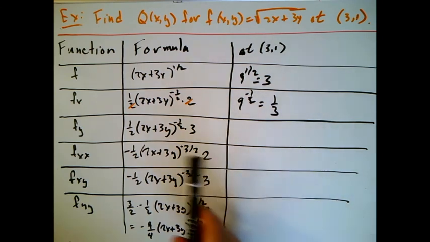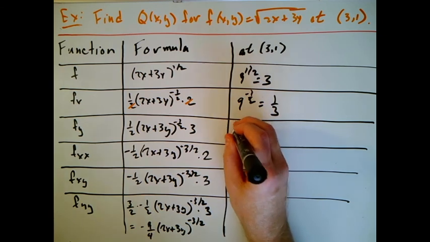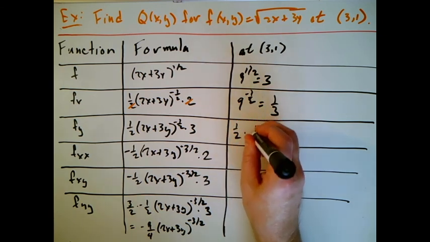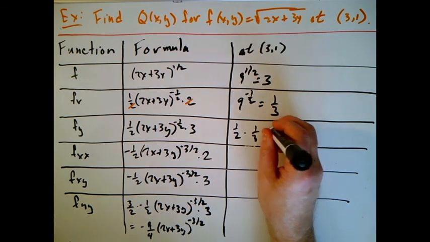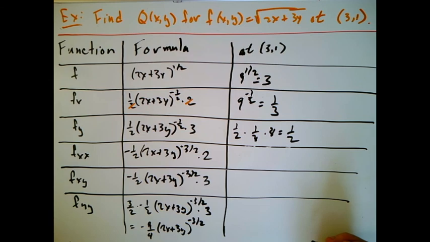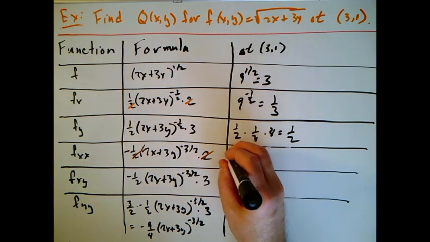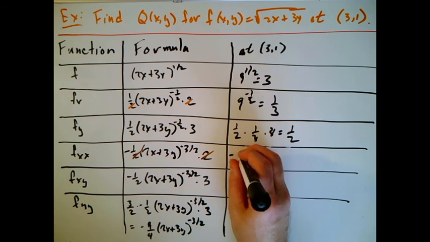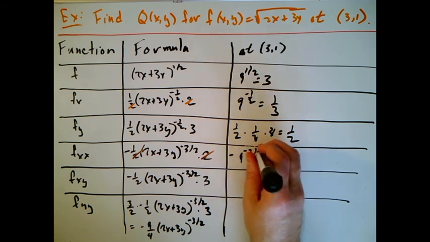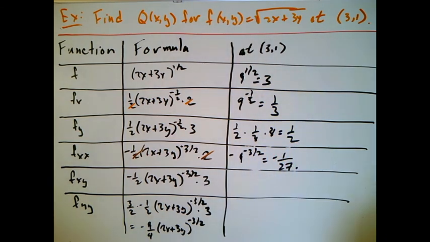When I plug in x equals 3 and y equals 1, what I'm going to get is 1/2 times 1/3 times 3. Those 3's cancel and I just get 1/2 here. That works out well. When I take fxx and plug in, I'm going to notice that those 2's cancel. So all I'm going to get is equal to minus, let's see here, I'm going to have 9 to the minus 3/2, which is actually just minus 1/27, like that.